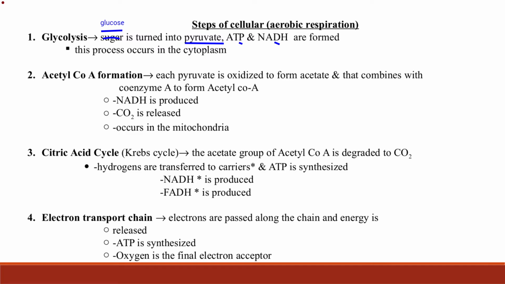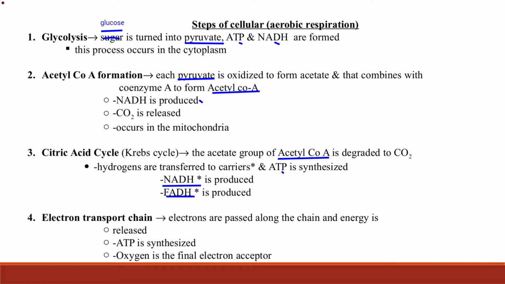Our next step, we take that pyruvic acid or pyruvate and we form acetyl-CoA. In this process, we get a little bit of NADH. That acetyl-CoA goes into our next step, the Krebs cycle, and it allows us to produce a lot of NADH and some FADH. We also get a little bit of ATP here.